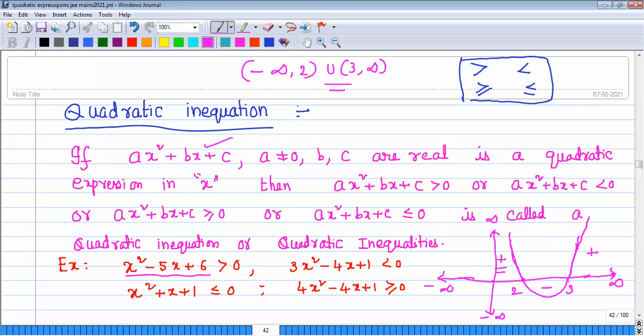But in the case of quadratic inequalities, any inequality you take may have no real solution, or else it may have many solutions. Clear now? Understood? Yes or no?